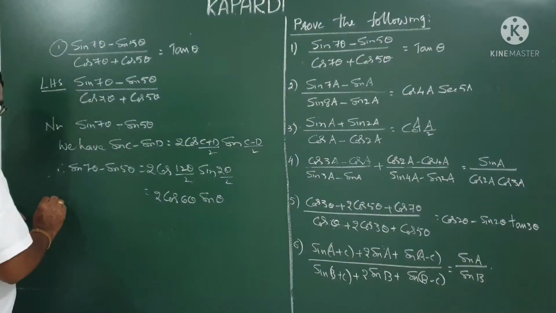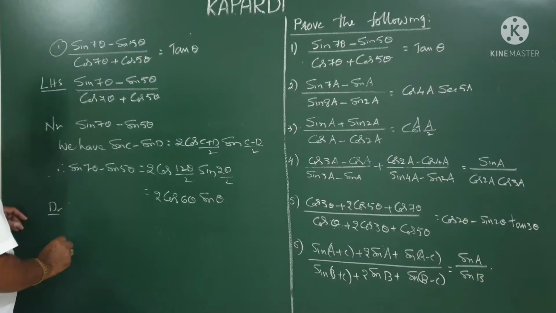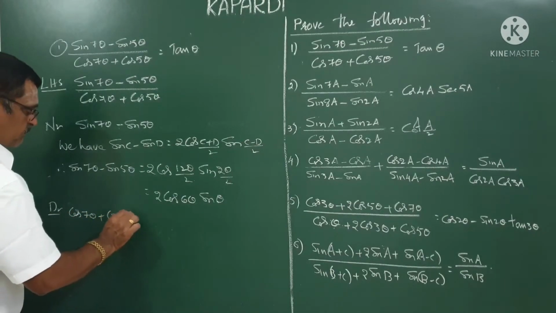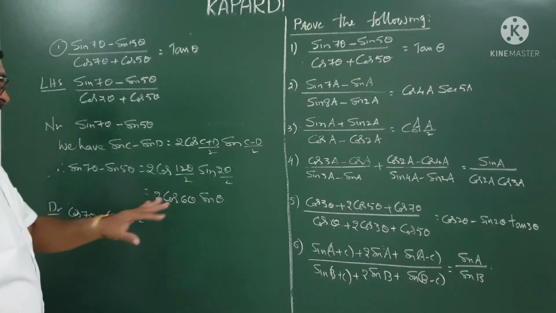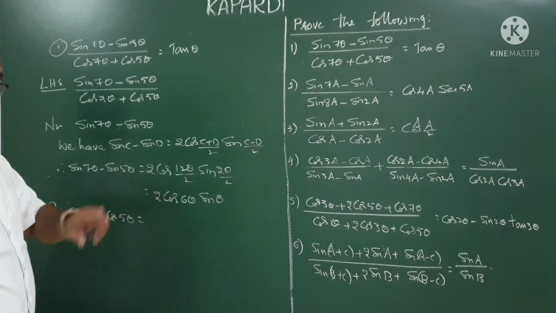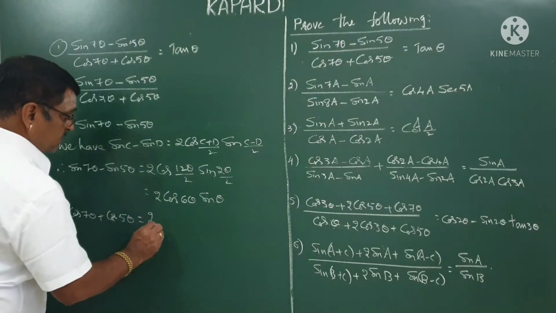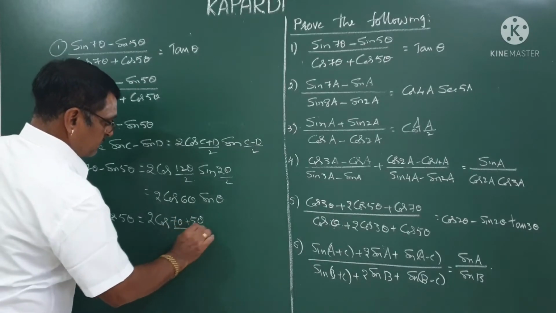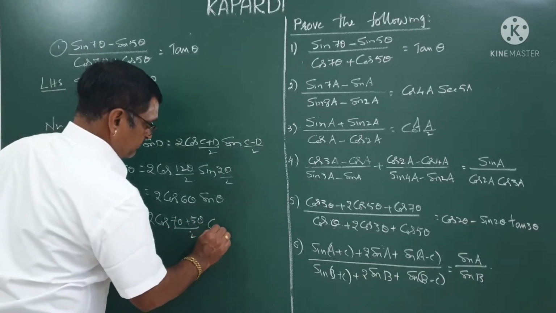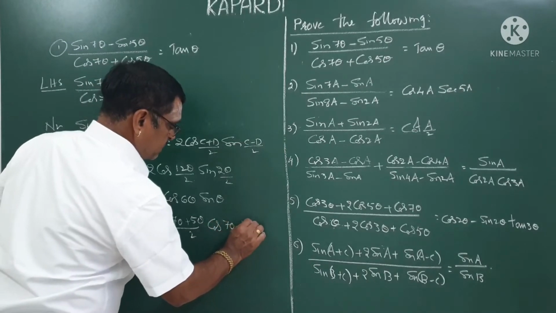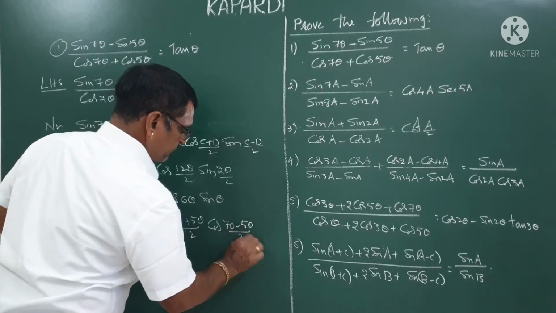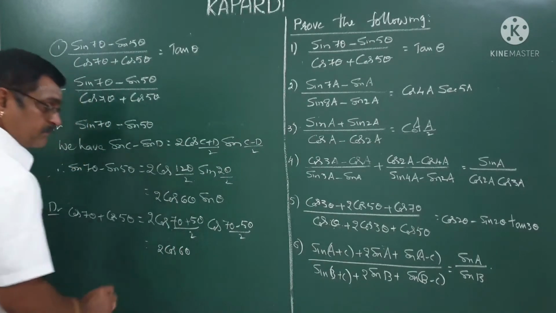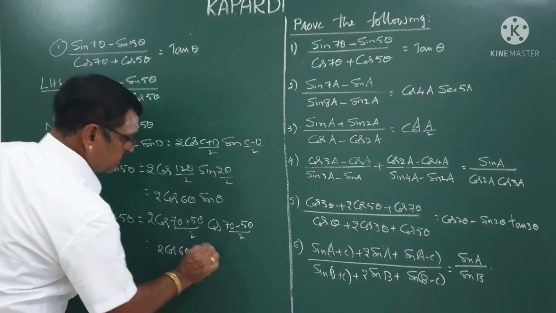Now, the denominator is cos 7 theta plus cos 5 theta. Straight away, I write cos c plus cos d. The cos c plus cos d formula you know very well: 2 cos of (7 theta plus 5 theta) by 2 into cos of (7 theta minus 5 theta) by 2. Then you get 2 cos 6 theta times cos theta.